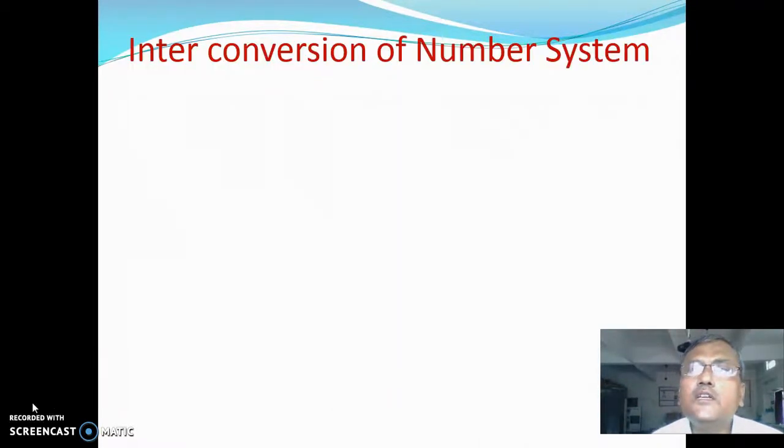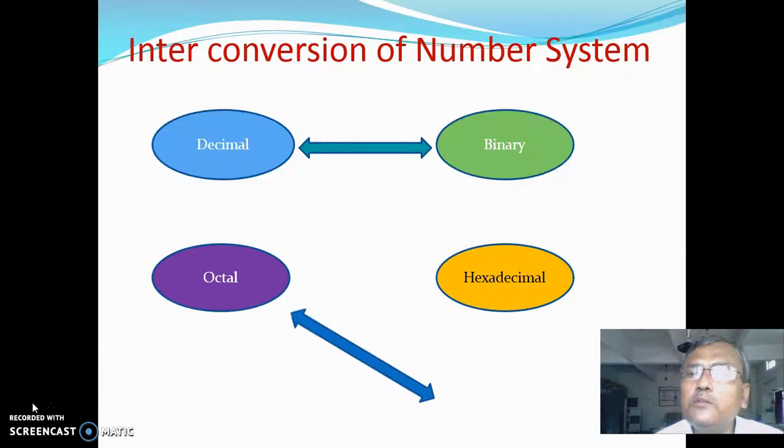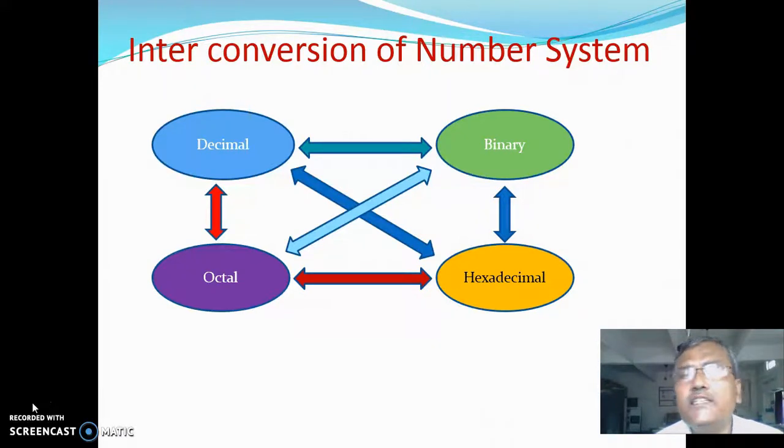Now we consider the interconversion of the number system. We have 4 number systems which are commonly used: decimal, binary, octal, and hexadecimal. So we convert decimal to binary as well as binary to decimal, decimal to hexadecimal, decimal to octal, octal to decimal, as well as binary to octal, octal to binary, binary to hexadecimal, and lastly hexadecimal to octal or octal to hexadecimal.